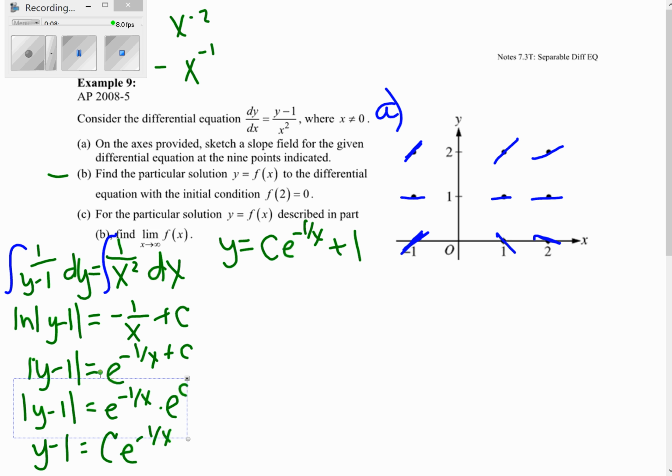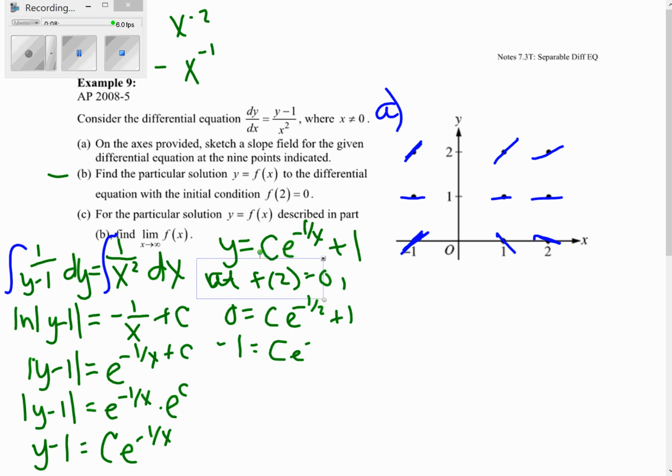Alright, so we have f of 2 equals 0, so we could say at f of 2 equal to 0, 0 equals c e to the negative 1/2 plus 1. Okay, just solving this here. So we get c equals negative 1 over e to the negative 1/2. So it's the same as negative e to the 1/2 or negative square root of e, whatever form you'd like. Alright, so now find the particular solution. We're almost there. Just need to write it out.